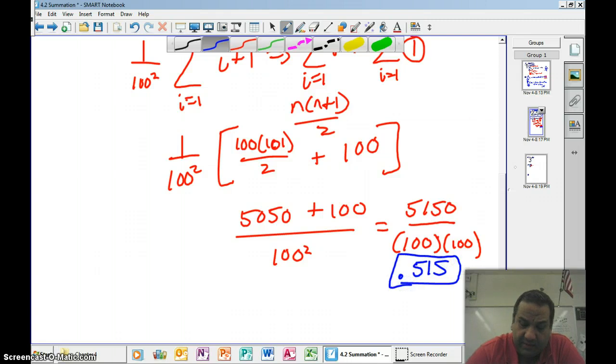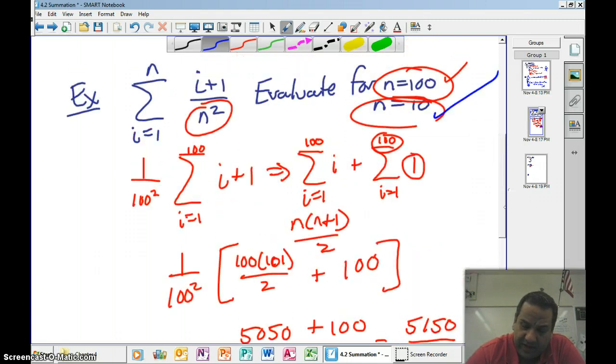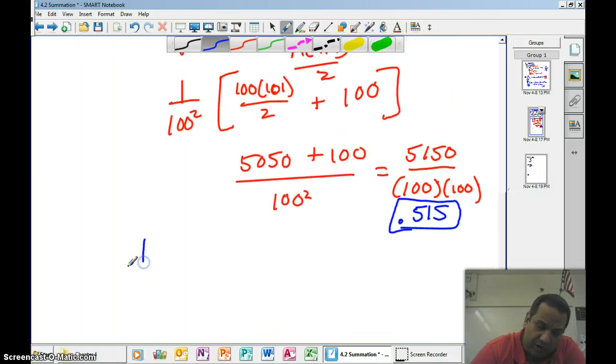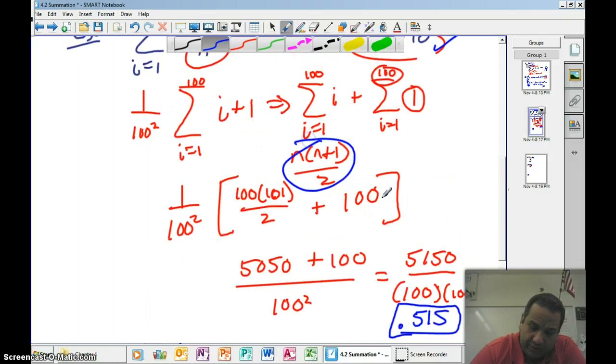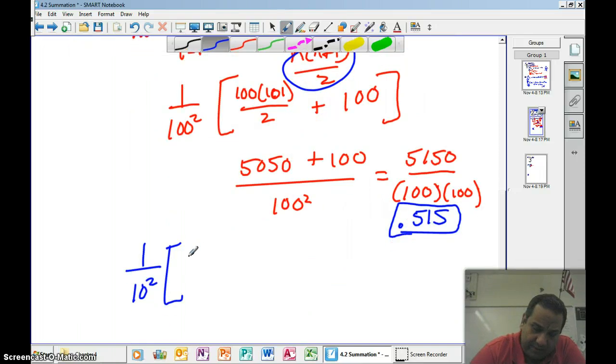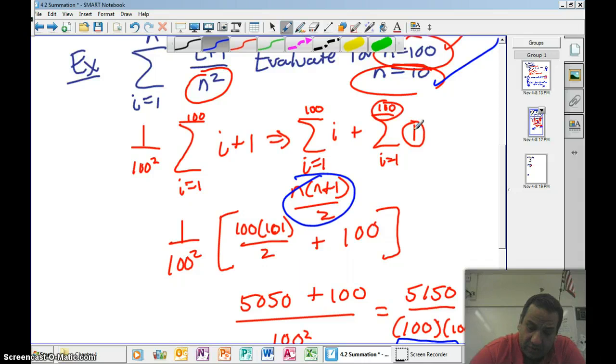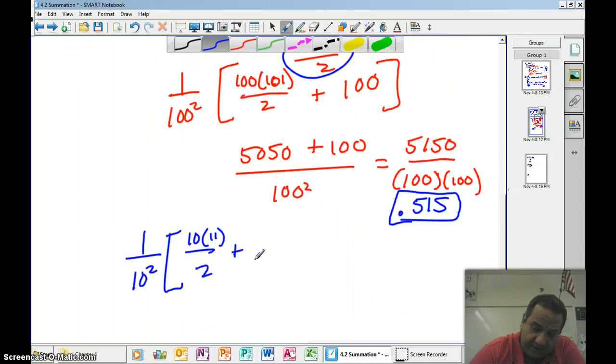Now let's do the second problem up here, and that's for 10. So when n equals 10, it's 1 over 10 squared. I'm just going to bring it from almost this point right here, okay? And it's going to be 10 times 11 divided by 2 plus, now this one would be 1 to 10, 1 times 10 is 10, so this would be plus 10.